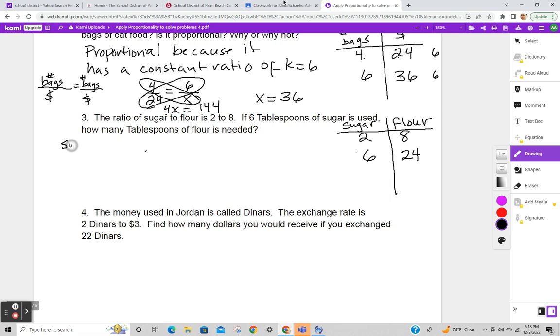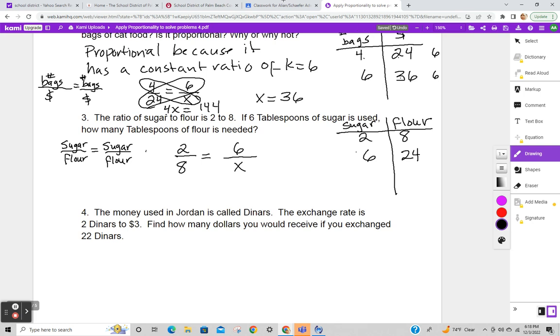And we'll do sugar over flour. I'm talking about amounts here. Sugar over flour. So you will use 2 tablespoons for 8 cups. If you use 6 tablespoons, how many cups will you use? Well, we'll let that be X.